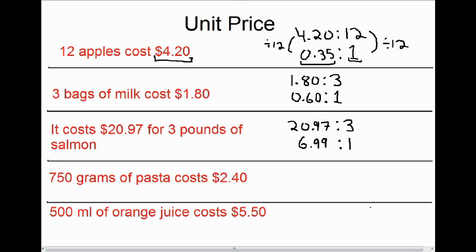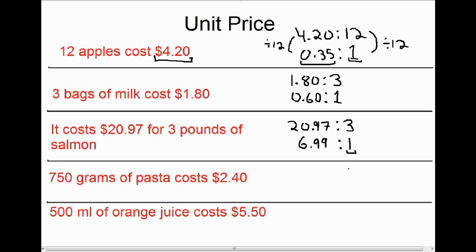And we get 6.99. And what does that tell us? Well, that 1 pound of salmon costs $6.99.